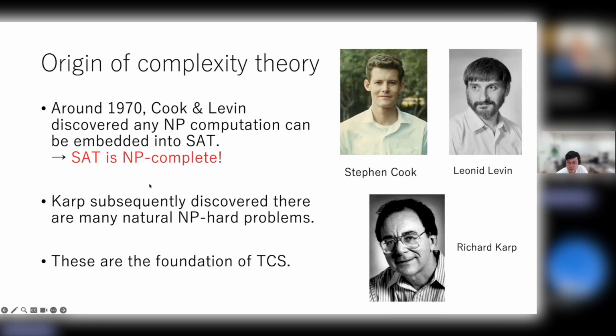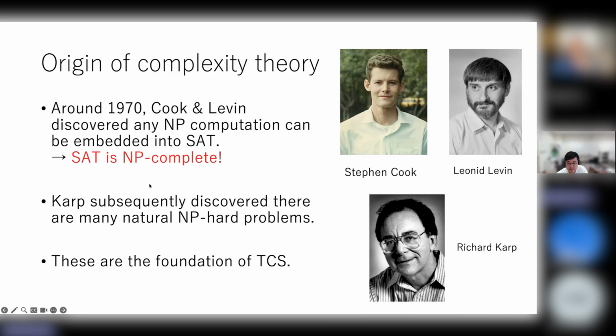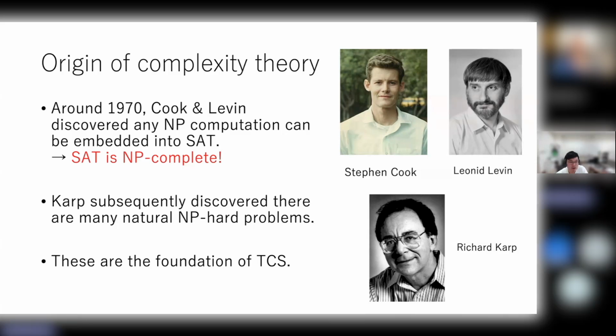So okay, let's get started with the origin of complexity theory. Cook and Levin independently discovered that any proof verification procedure can be embedded into the constraint satisfaction problem, or just simply SAT. And thanks to the Cook-Levin theorem, we know SAT is NP-complete. Subsequently, Richard Karp discovered that there are many natural NP-hard problems by the Karp reduction. And as you know, these discoveries are the foundation of theory of computation.